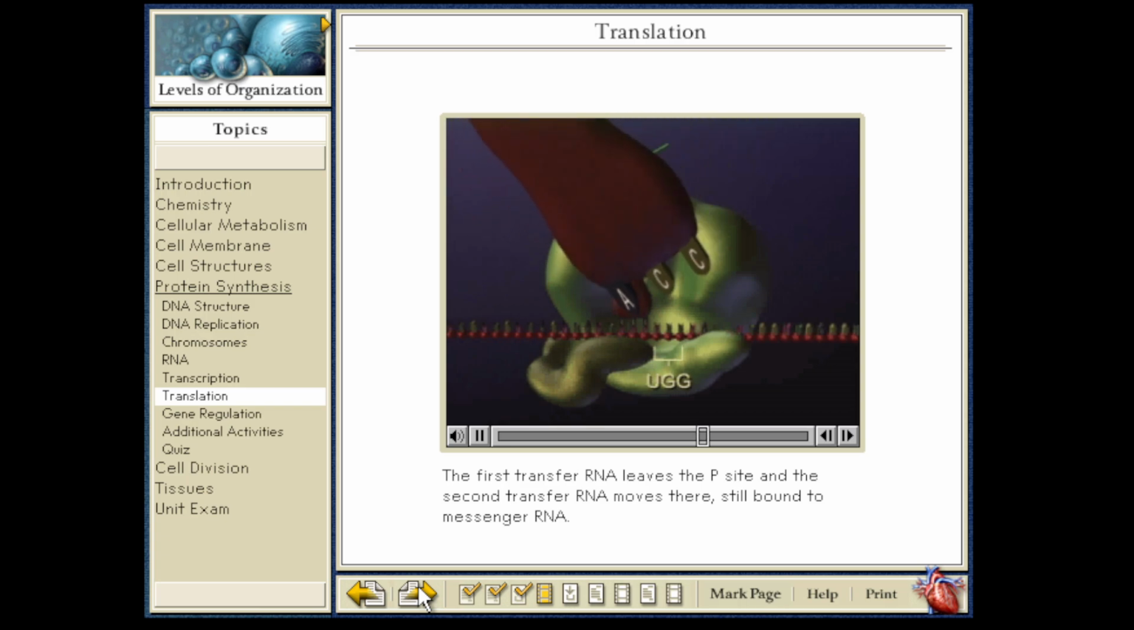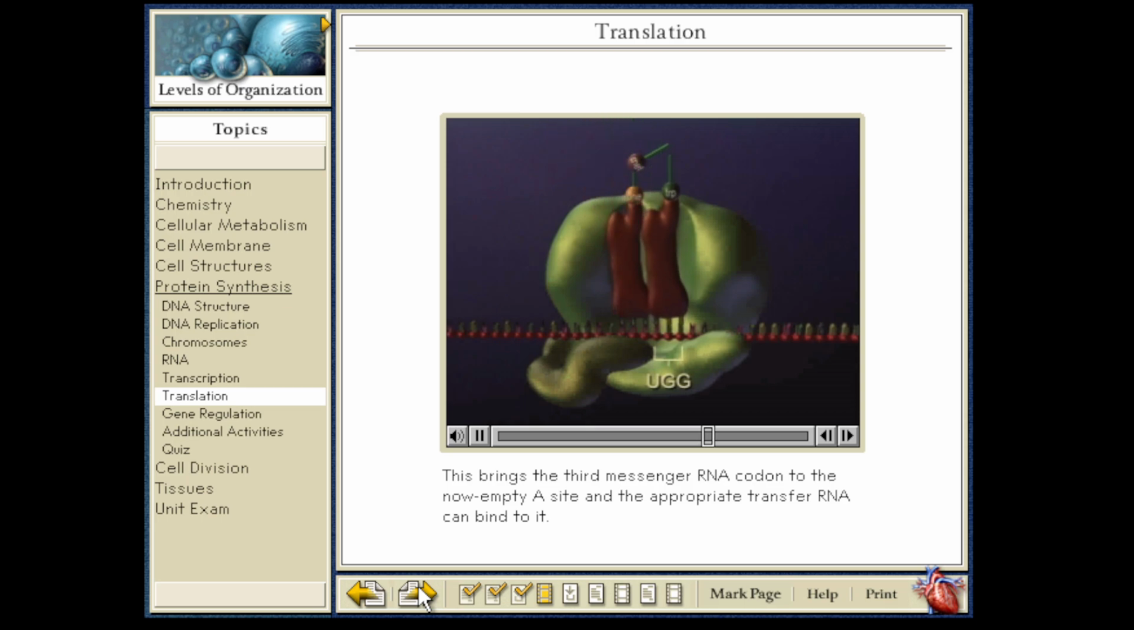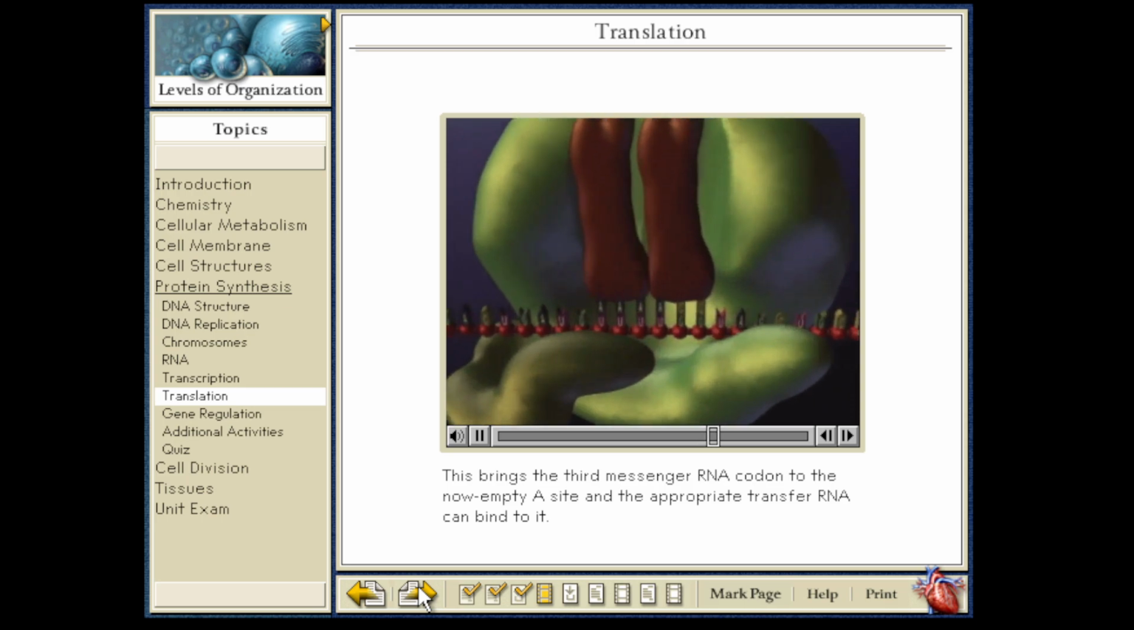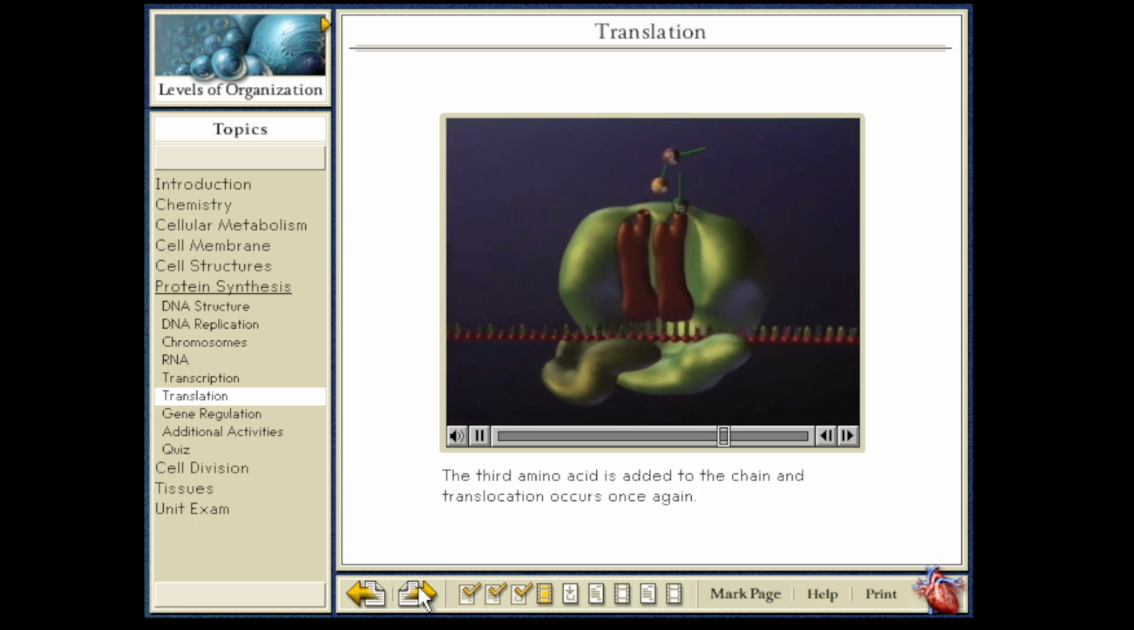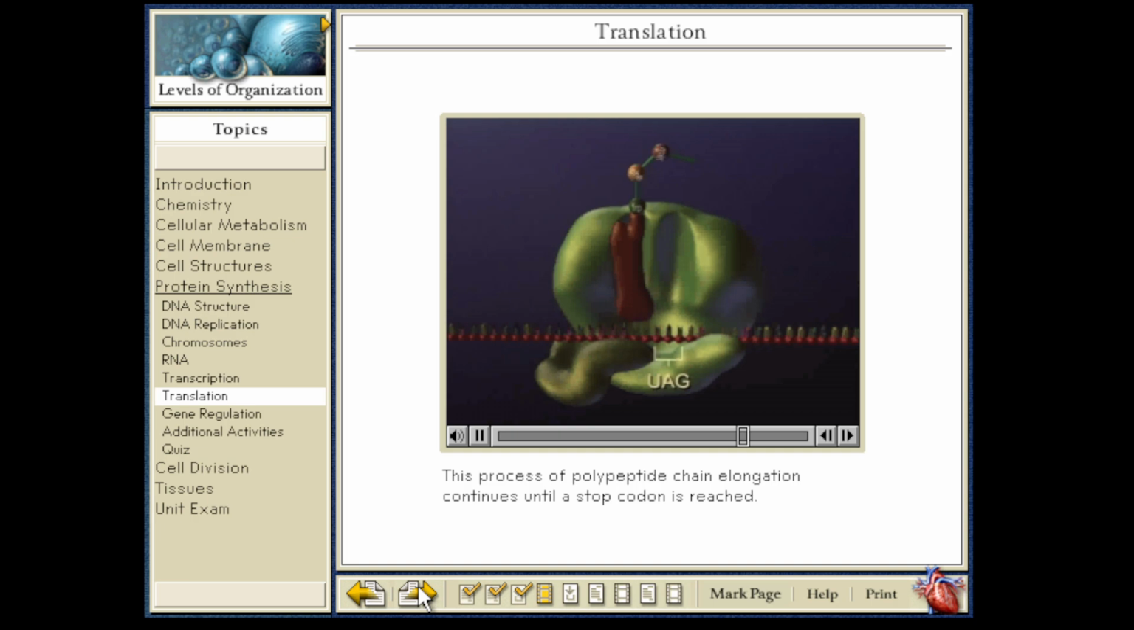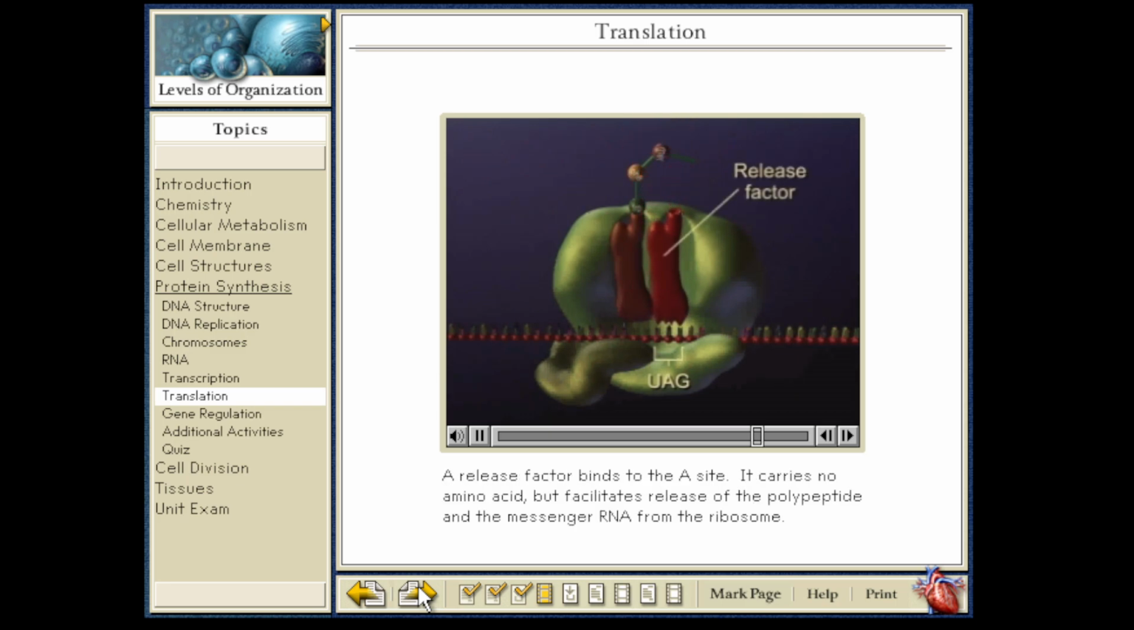This brings the third messenger RNA codon to the now empty A site, and the appropriate transfer RNA can bind to it. The third amino acid is added to the chain, and translocation occurs once again. This process of polypeptide chain elongation continues until a stop codon is reached. A release factor binds to the A site. It carries no amino acid, but facilitates release of the polypeptide and the messenger RNA from the ribosome.